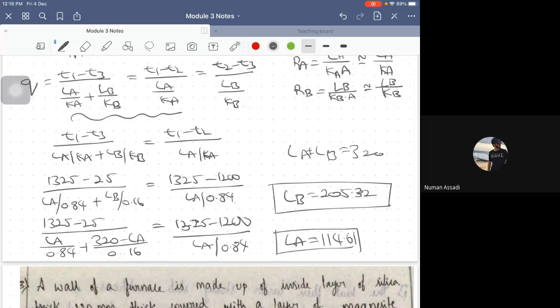Okay. So, how many of you got this problem? Got the same values? You can raise your hands.